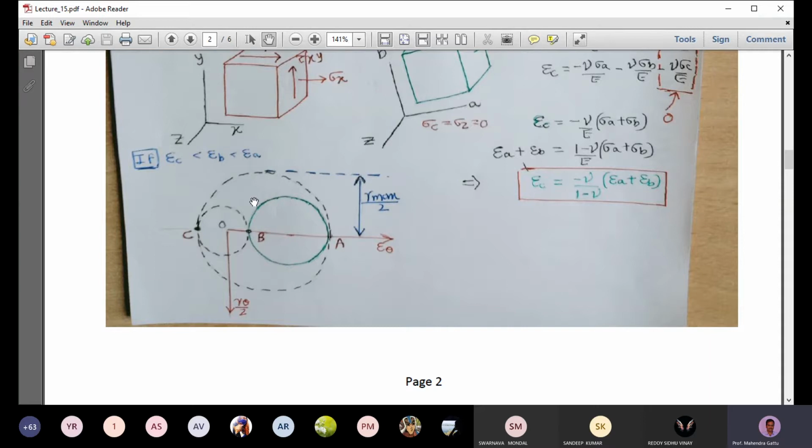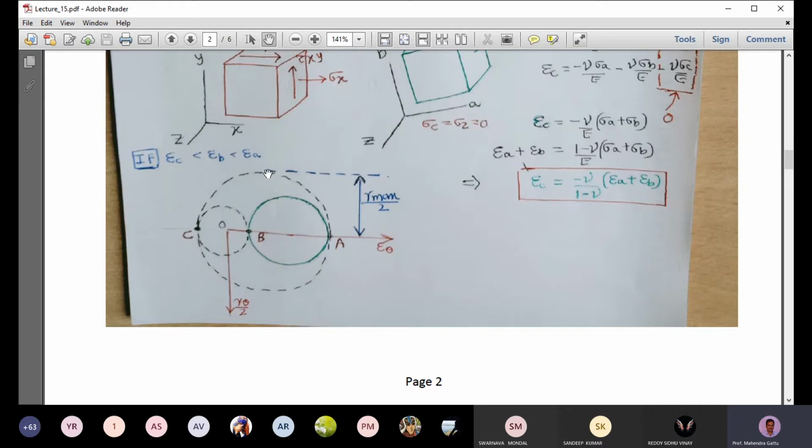The green color one represents the in-plane strains. So for the green circle, we are rotating about the z-axis. So we get this corresponding Mohr circle. And we can get the remaining two circles: the circle passing through B and C by rotating about the A-axis, that is the x-axis, and the bigger circle which is passing through A and C by rotating about the y-axis, or in this case the B-axis.